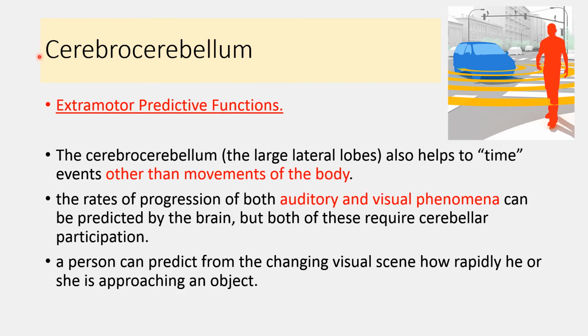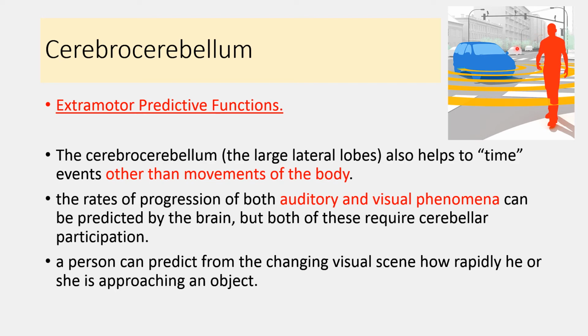Cerebrocerebellum is also helpful in the extramotor predictive function. When a person is moving towards an object, by change in the visual scene or by change in the auditory information, the person can predict how rapidly he or she is approaching the object. Now it can be predicted by the brain, but it requires active participation of the cerebellum. So cerebellum times events other than the body. By change in the visual scene or auditory information, cerebrocerebellum can time events, and it provides information on how rapidly the person is approaching the object.